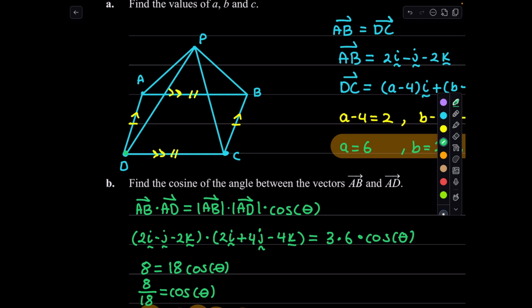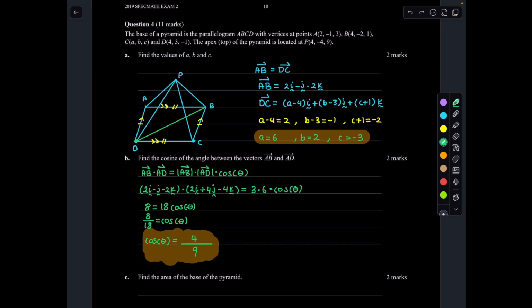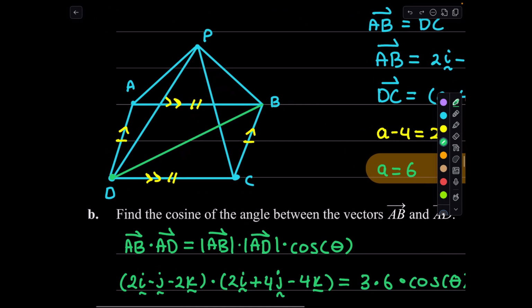So what I'm going to do is split this into two triangles, because we know the area of this triangle has to be equal to this area. So it's not like you just find the area of one triangle and double it. Let's try to find the area of this triangle and then, of course, double it.